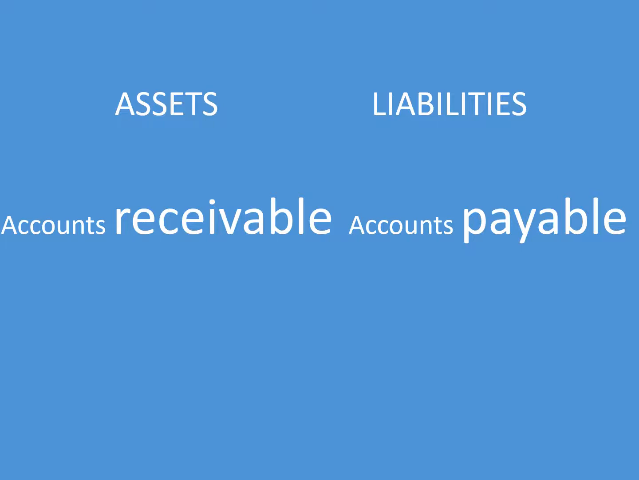Please don't get confused between accounts receivable AR and accounts payable AP. Accounts receivable means a company is going to receive cash. It is an asset. Accounts payable focuses on the word payable. It is a liability.